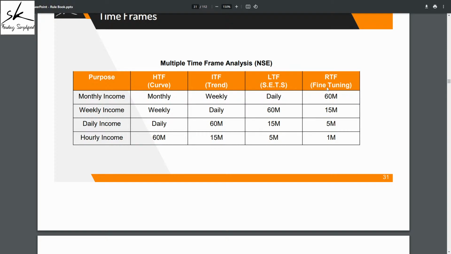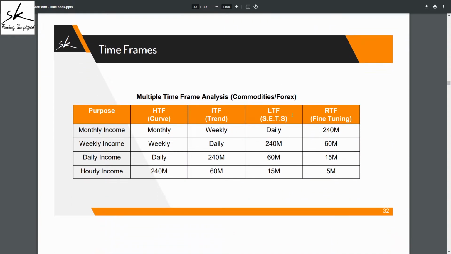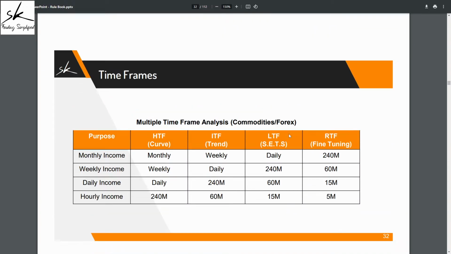Now mind it, this table which is on page number 31 is specifically for the NSE market, because this market is only open for about 6 hours and 15 minutes during the day. It's open for a very short duration. If you are trading markets which are open for longer duration, like your commodities, forex, cryptos, then you can refer to this table which is on page number 32.